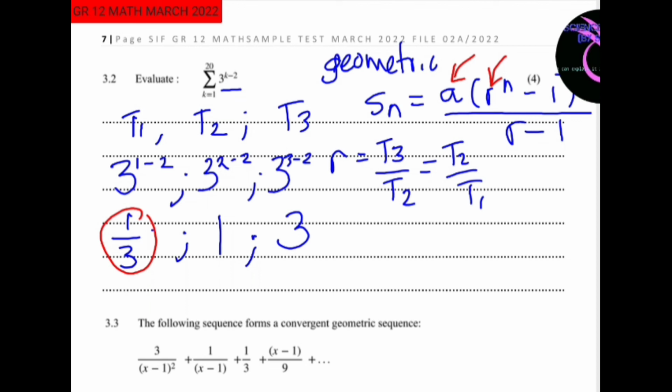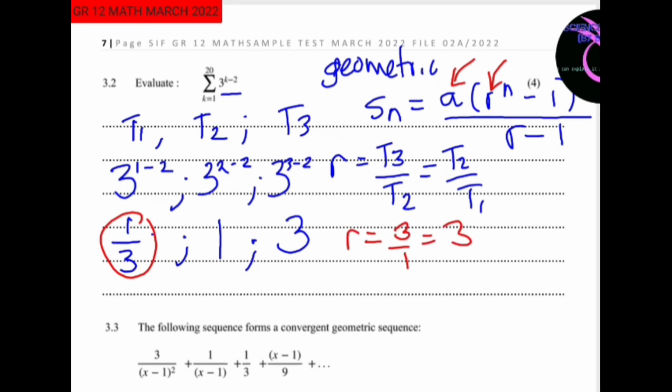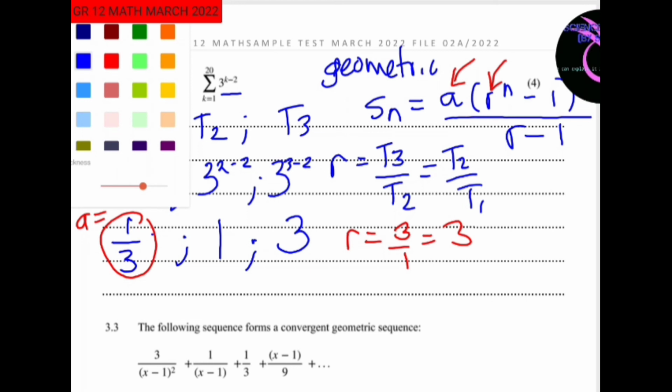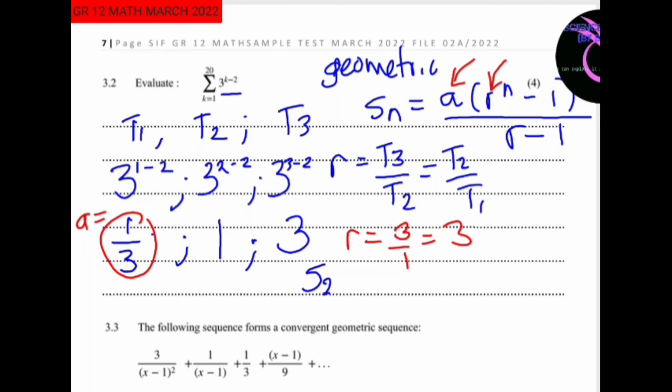My r value is 1 over 1 over 3, or it's 3 over 1. So my r value is actually 3 over 1, which is 3. Once I've got a and r, now I can substitute in the formula for the sum of 20 terms. We need the sum of 20 terms.